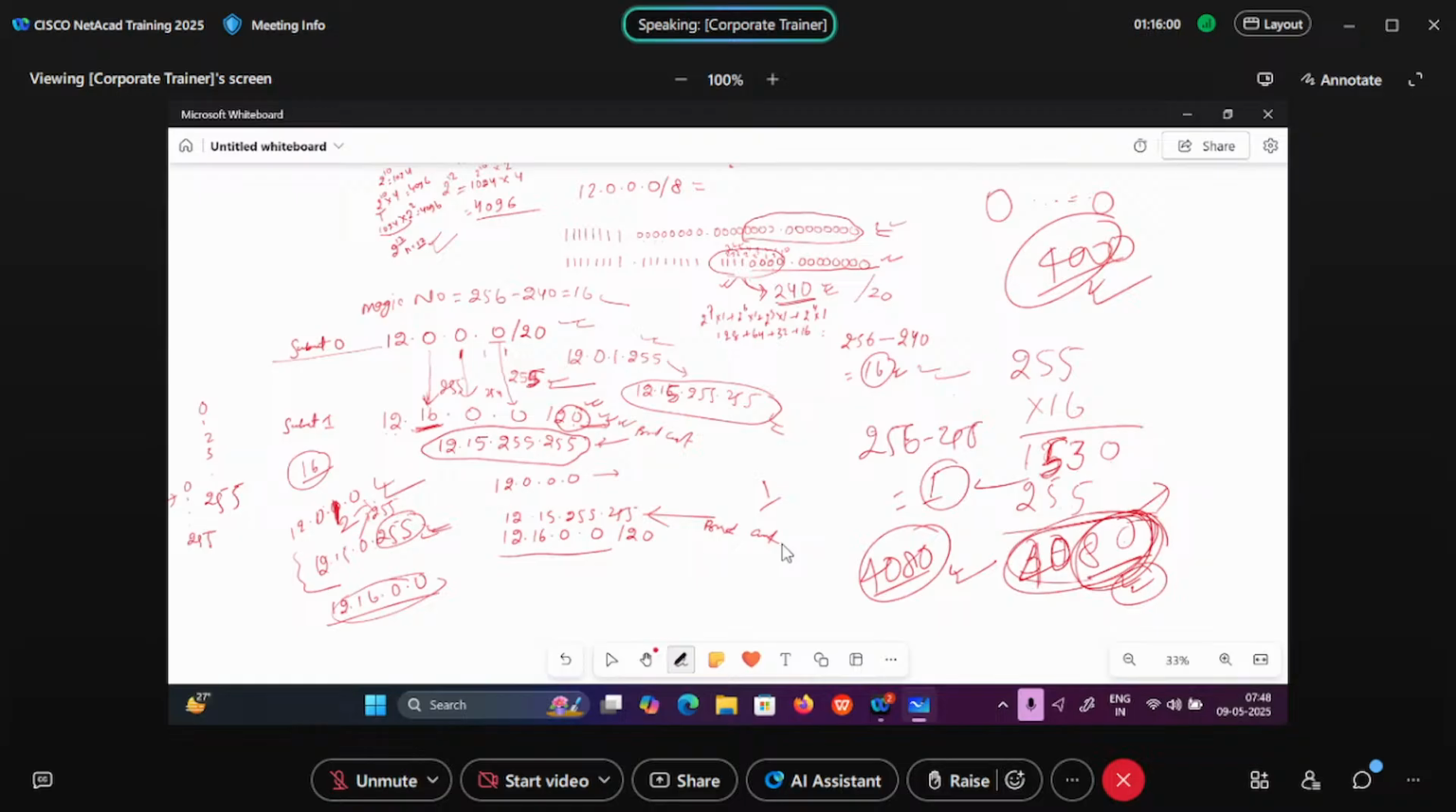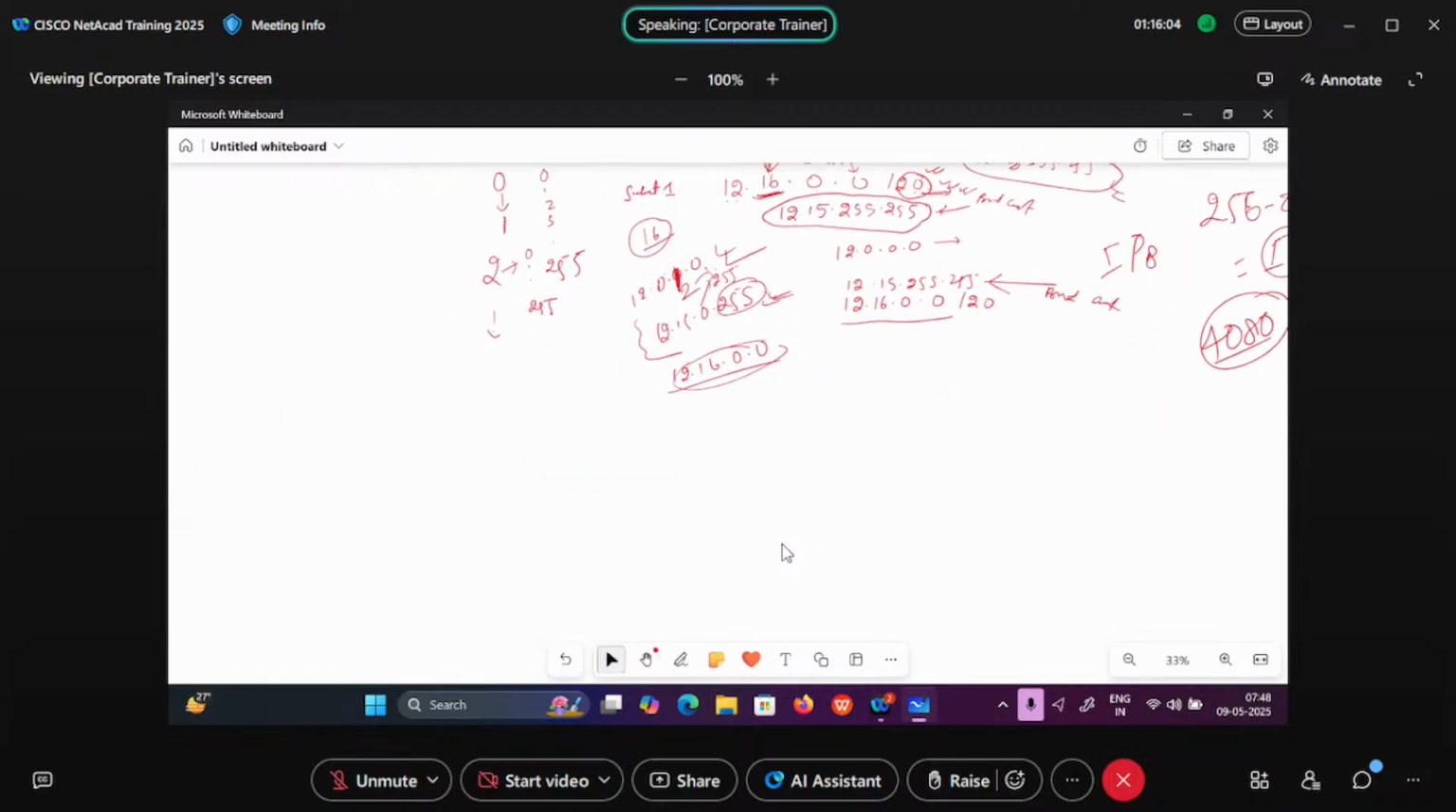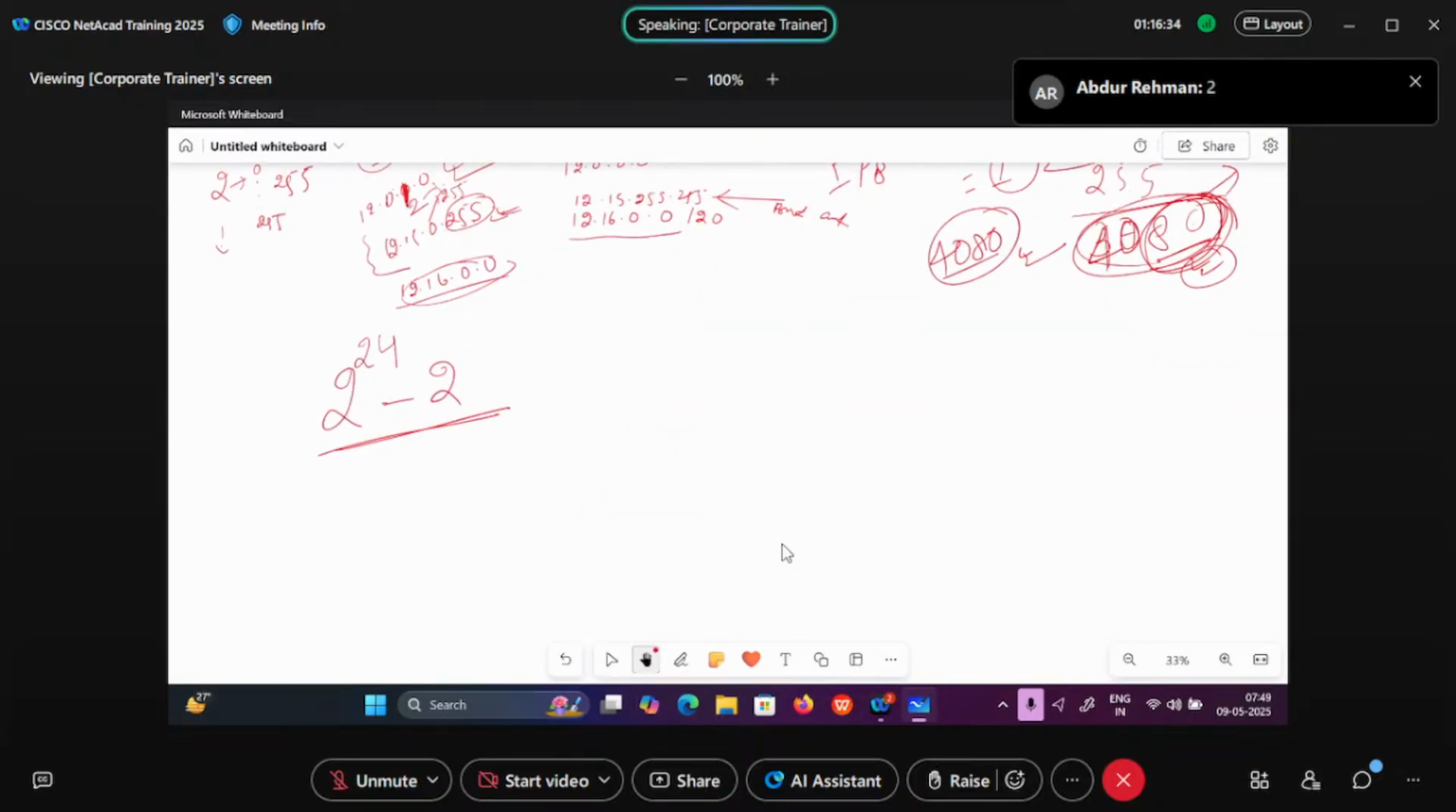But just think, if you're using a class A IP, how many hosts can you configure from class A? What is the value? 2 raised to the power 24 minus 1 or 2? Minus 2. So if you get this value, 2 raised to the power 24 minus 2, that much of hosts you can configure.